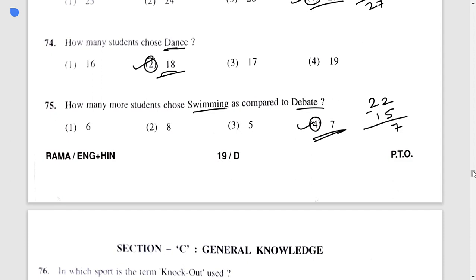So this completes the mathematics part of the Science School entrance examination. Thank you.